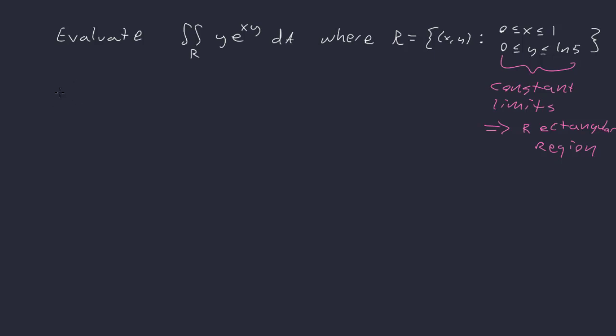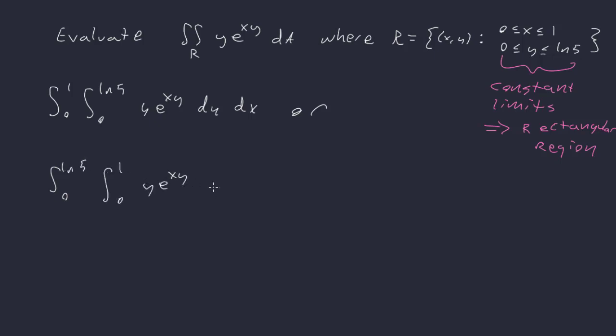That means we can set this up in any order we want. Right, so I could say that this is going to be 0 to 1, and then 0 to ln 5, y e to the xy, dy dx, or we could set it up as 0 to the natural log of 5, 0 to 1, y e to the xy, dx dy. So we can do the x's first, or we could do the y's first. Now, in this particular case, there's an order that actually will be easier.